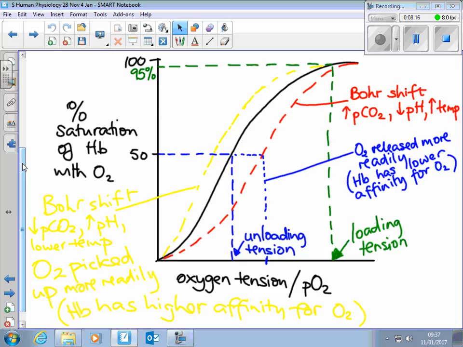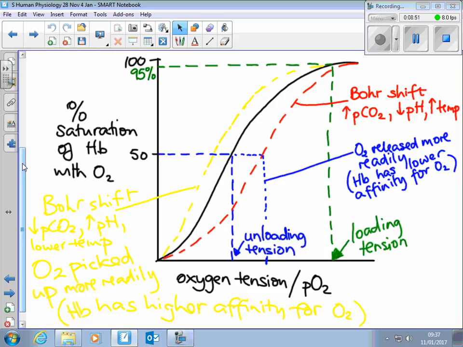The yellow one is less significant, but the red one, the shift to the right there, is described as the Bohr shift. It is what happens if you get a rise in the partial pressure of carbon dioxide, which results in a drop in pH, of course, or a rise in temperature. And all those things, of course, are associated with exercise and muscle contraction. And what happens to the curve is the shift to the right makes the hemoglobin more likely to release its oxygen. I should say the oxyhemoglobin more likely to break down.